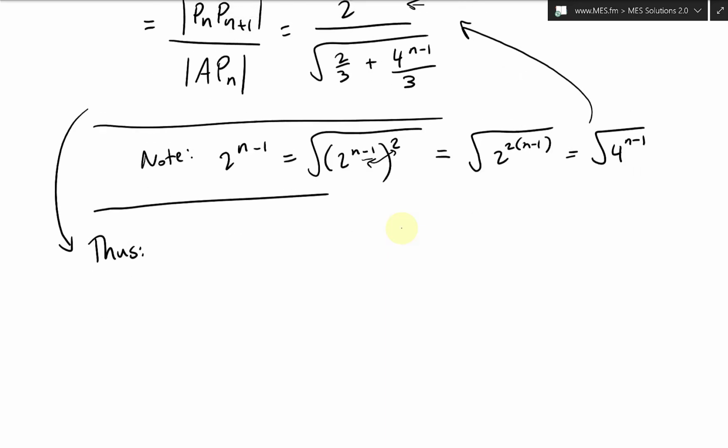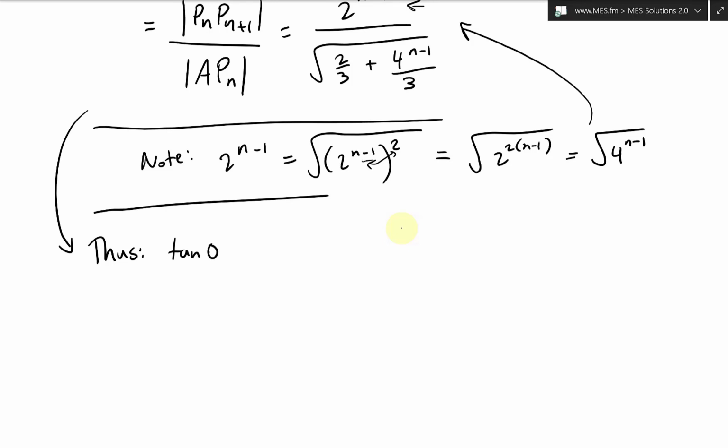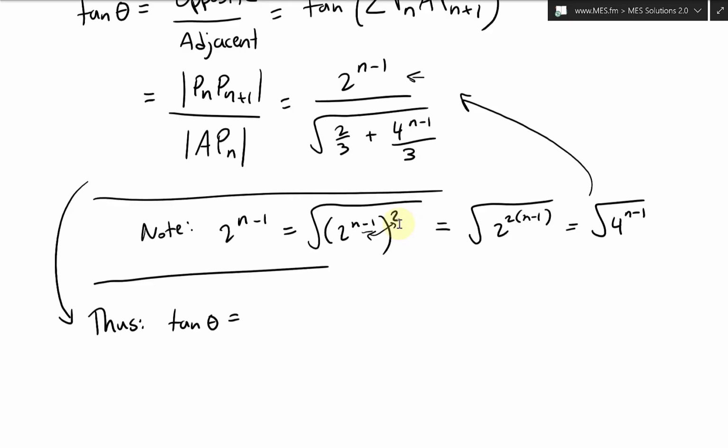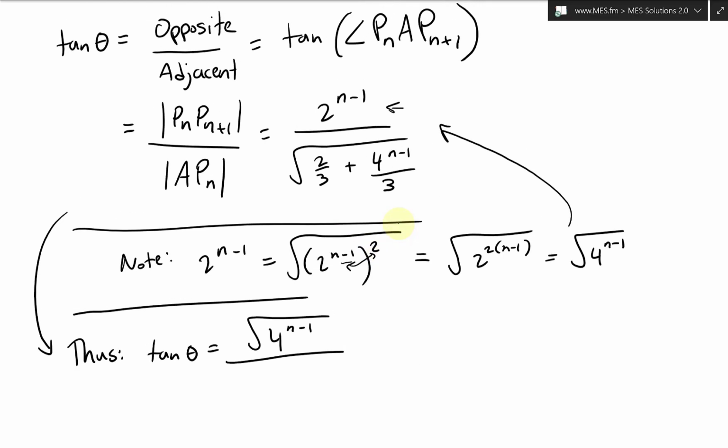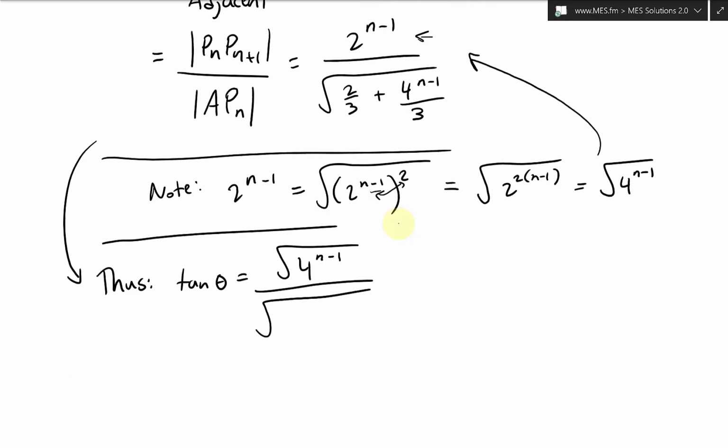and scroll up. Yeah, so thus, tan theta is equal to, and we'll write this, replace that with 4 to the power of n minus 1, all square root, and then divide this all by square root 2 over 3 plus 4^(n-1) over 3. And since we're going to take a limit soon, let's multiply top and bottom by 1 divided by 4^(n-1), so we can do some cancellations. We're not changing anything.